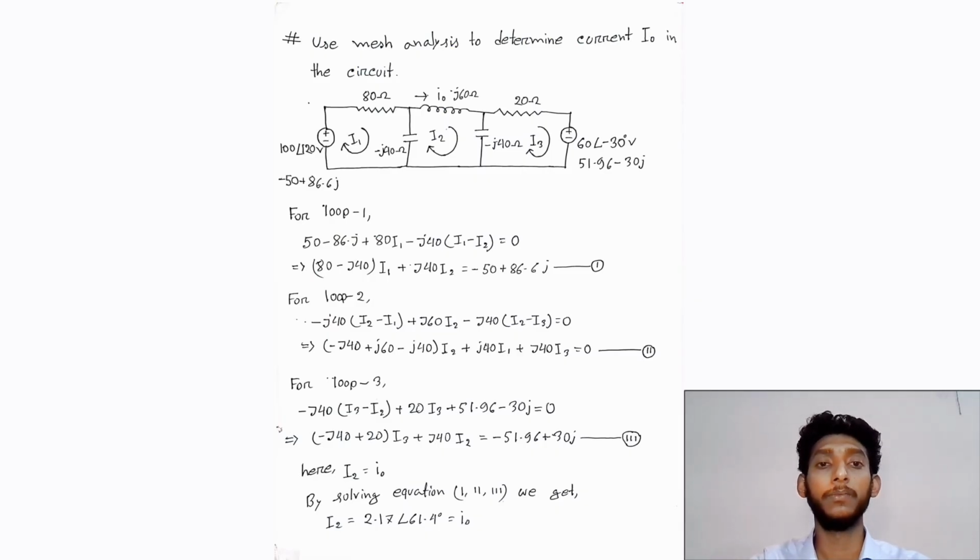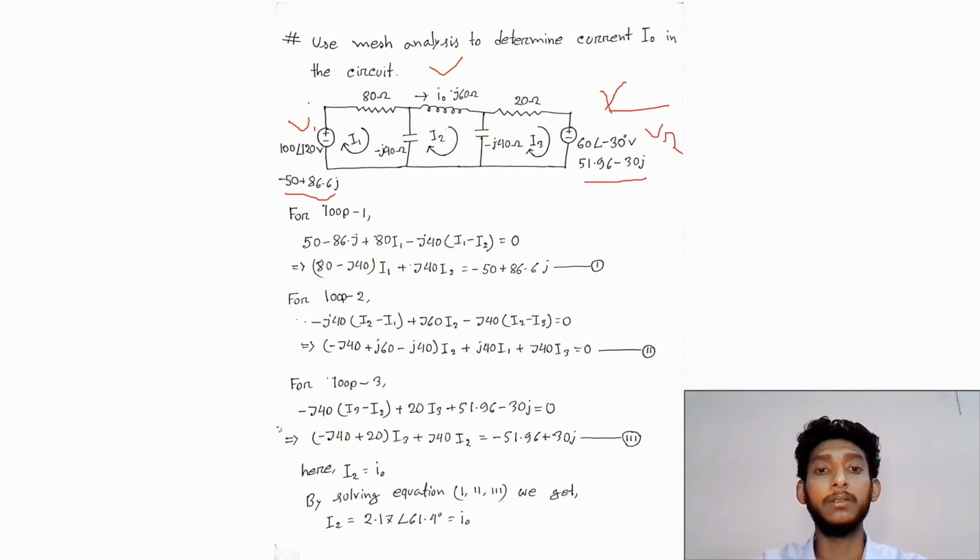Problem solving. Use mesh analysis to determine current I0 in the circuit. If we look at the circuit, here is a circuit and we need to find the I naught current. So the first thing we need to do is convert the voltages. Here is voltage 1 V1 and here is voltage 2 V2. We need to convert them into complex form, and we will find the complex form V1 is this and V2 is this. So here is loop 1.